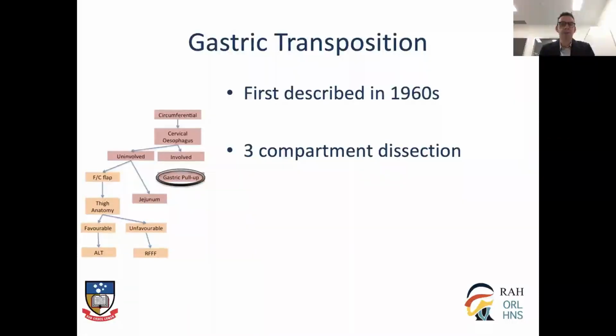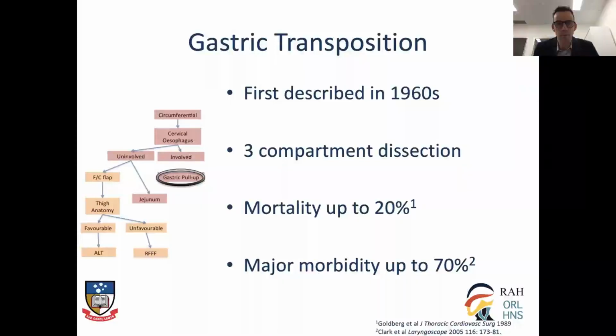Gastric transposition was first described in the 1960s. It really is a major undertaking for the patient, generally involving 3-compartment dissection with the neck, thorax, and abdomen, not always requiring the thorax dissection. But mortality can be up to 20% and major morbidity up to 70%. So this is a significant consideration, and really why in most cases we would lean towards tubed fasciocutaneous free flap reconstruction of these cases.